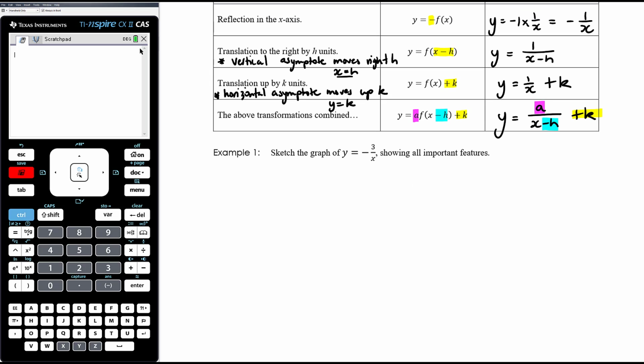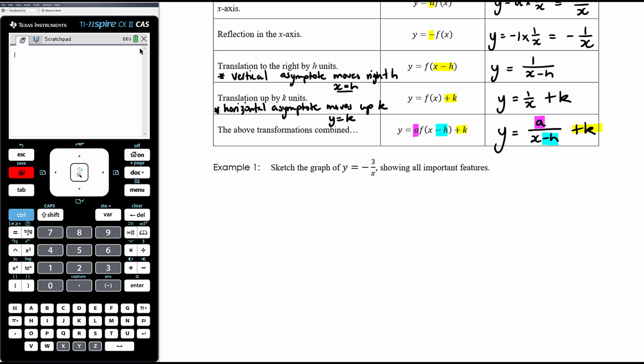Okay, so let's think about this particular equation. We've got y equals negative 3 on x. So the negative is the reflection in the x-axis. So our shape is going to be reflected in the x-axis, which means that instead of the hyperbola being up here and down here, the hyperbola is going to be here and here. Actually, before we get into drawing these graphs, let me just pause and go across to a graphing program, and we'll just have a play around with these transformations first.